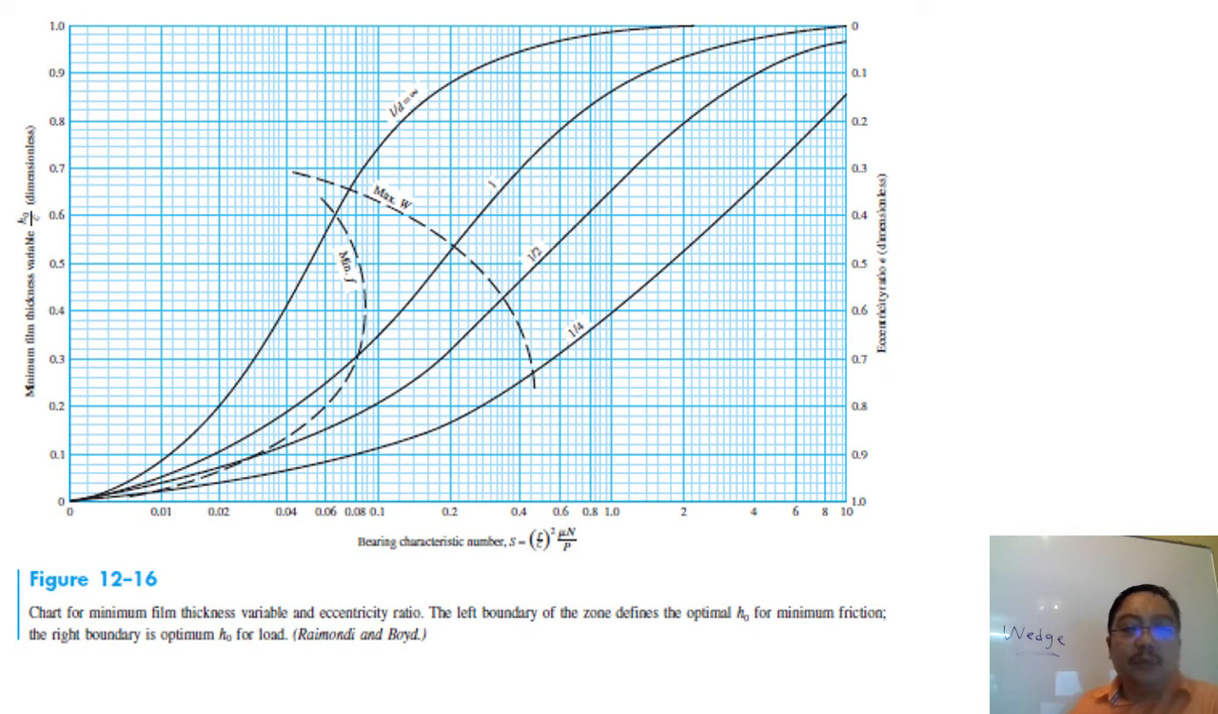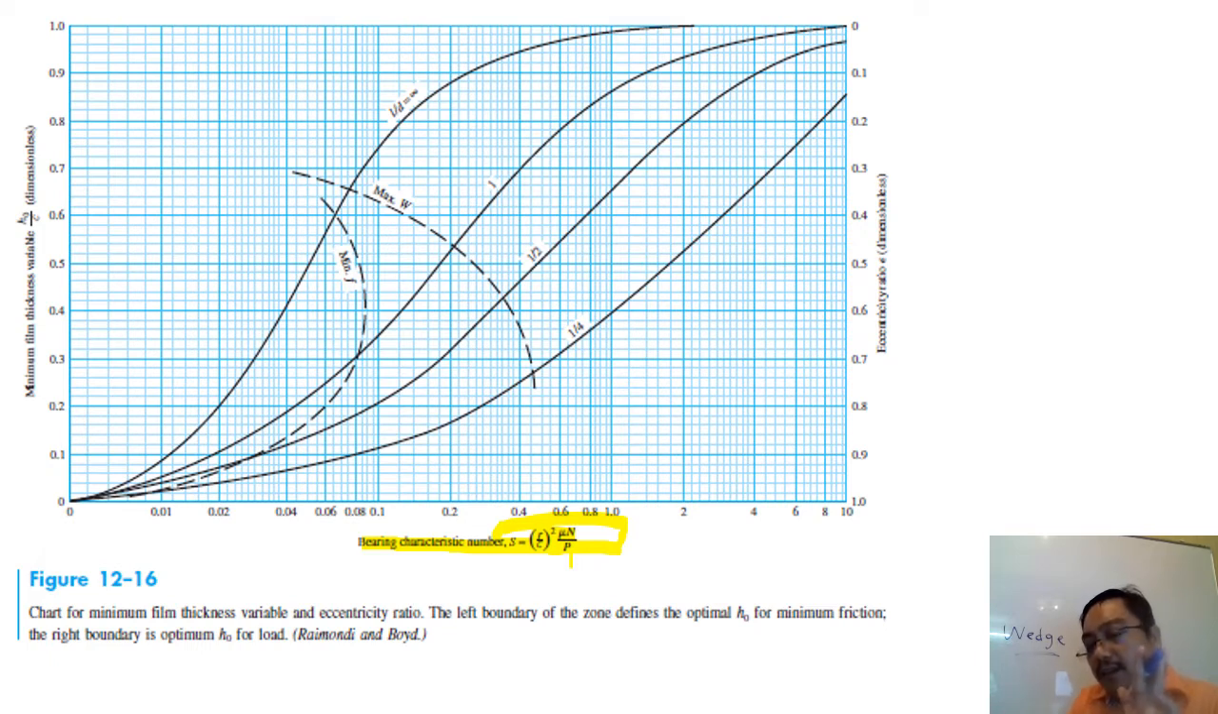This is Figure 12.16, a chart for minimum film thickness variable and eccentricity ratio. You see this chart here, and everything we will explain later when we do the example. Chart for minimum thickness: the most important thing is the bearing characteristic, the Sommerfeld number, (r over c) squared times μN over P. You must know about the Sommerfeld number.